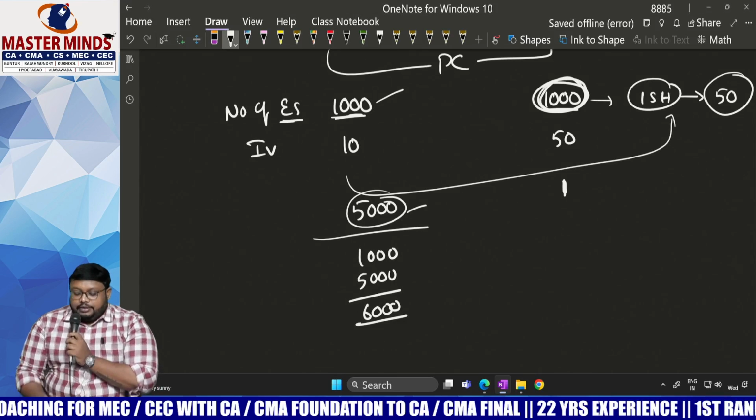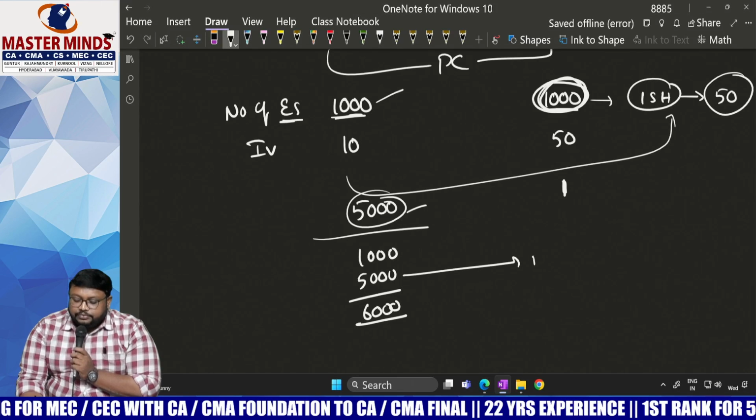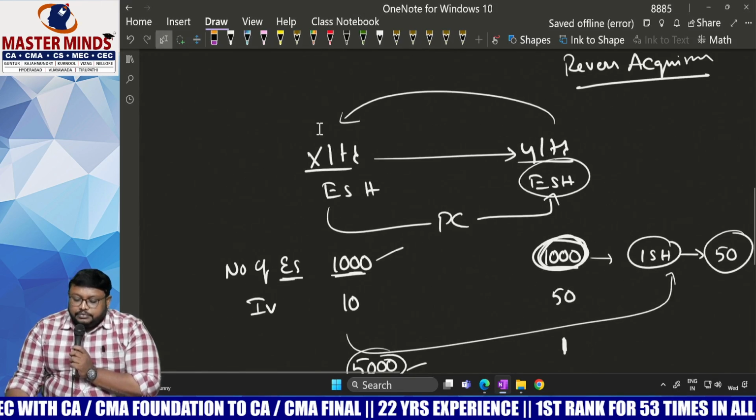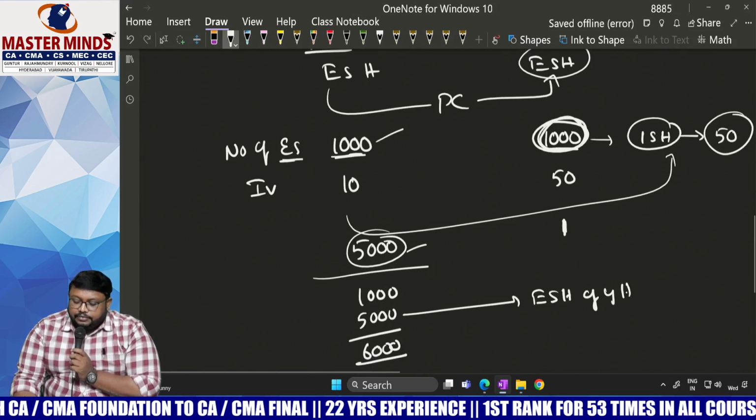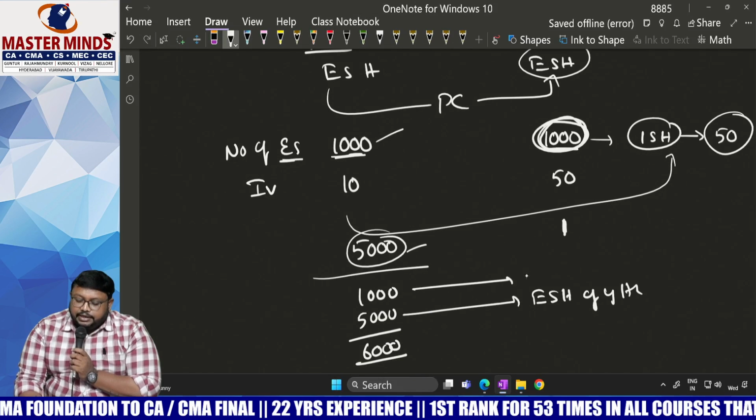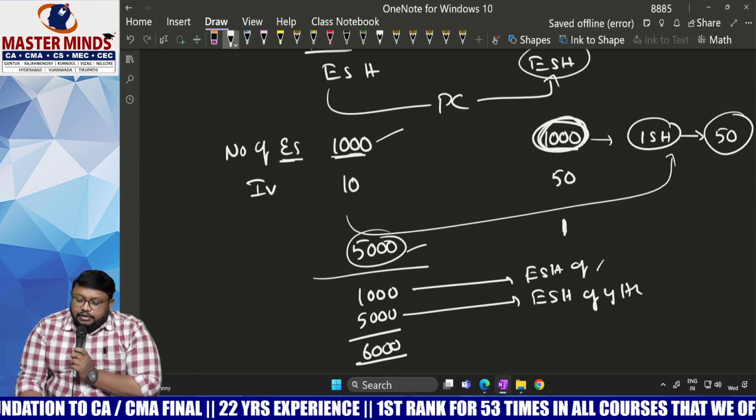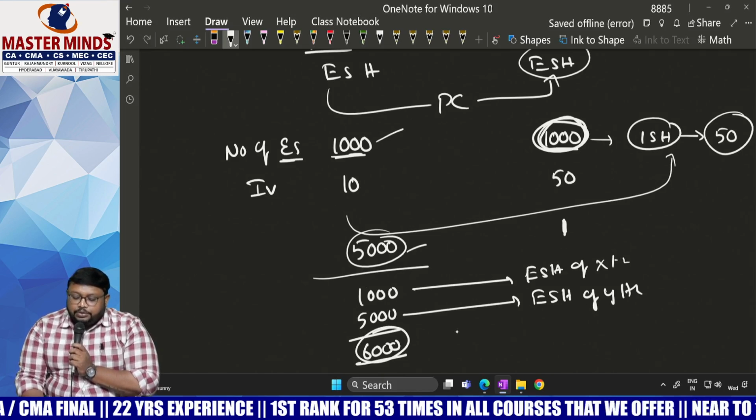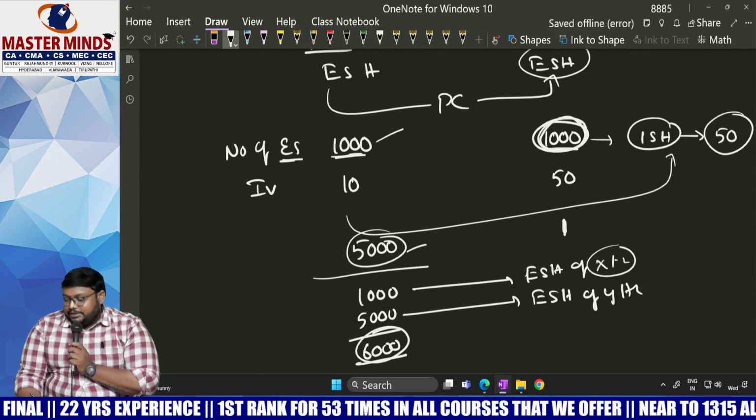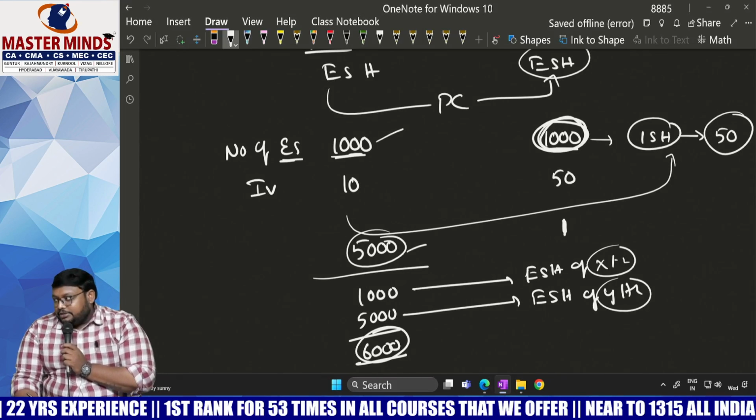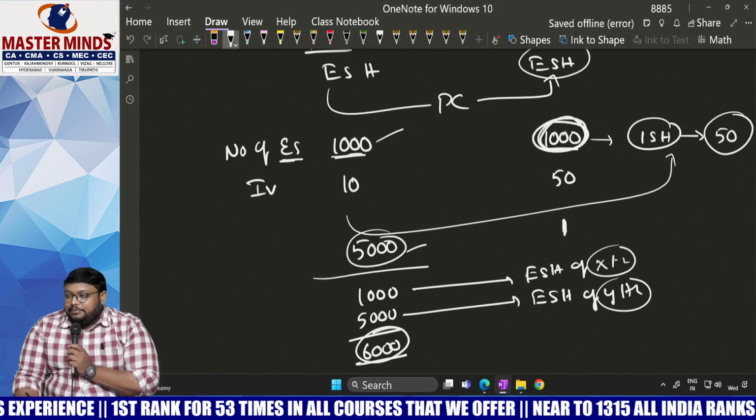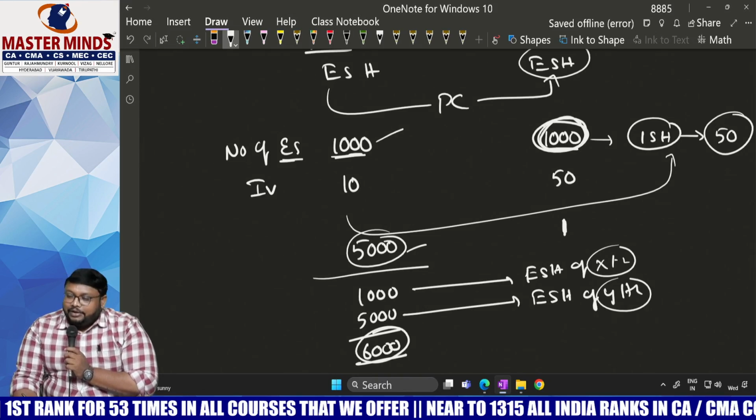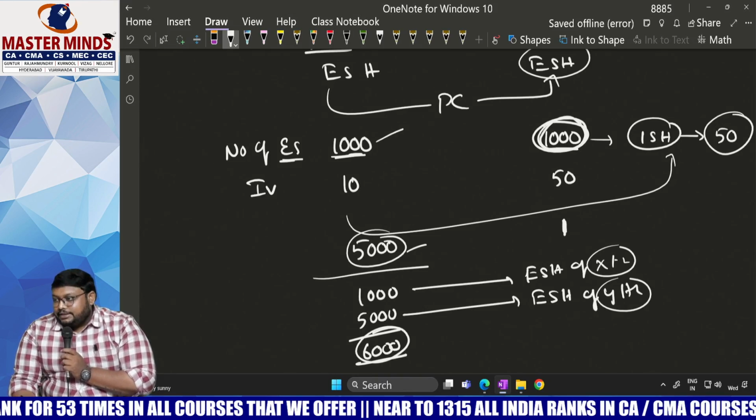This 5000 is given to whom? Equity shareholders of Y Limited. And the first 1000 shares belong to equity shareholders of X Limited. Out of 6000, a 1/6 portion belongs to X Limited shareholders and a 5/6 portion belongs to Y Limited shareholders. Who has the majority? Who has to do the accounting? Y Limited. That is called reverse acquisition.